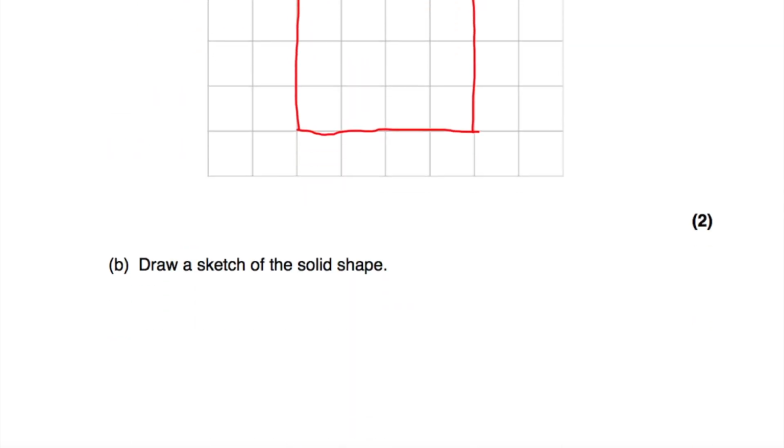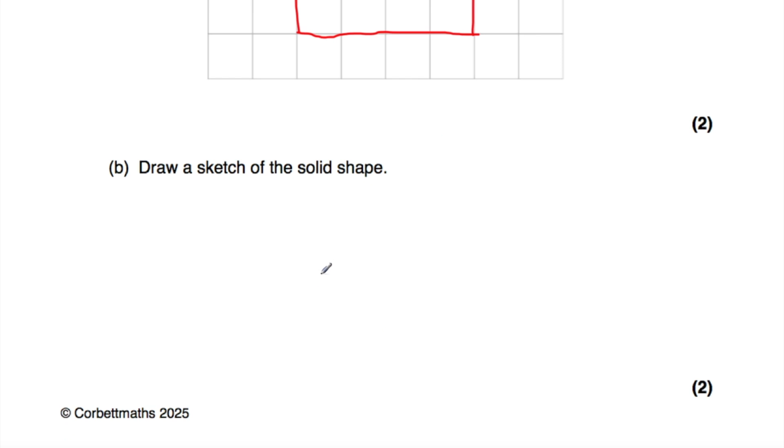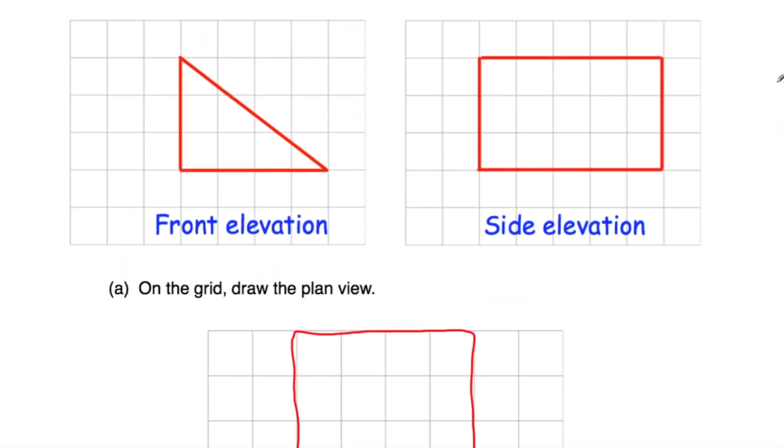And then part B asks us to draw a sketch of the solid shape. Okay, please excuse this sketch. Hope it's okay. So it's going to be a right angle triangle at the front, and it's got the highest point. If we look at it, actually, just look at the front again. The front elevation is like so, and it is a prism, so it's going to be a triangular prism.